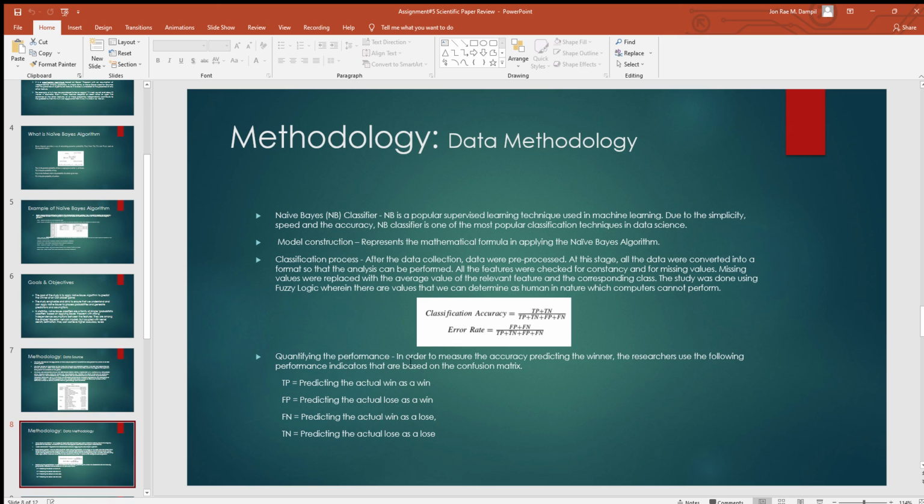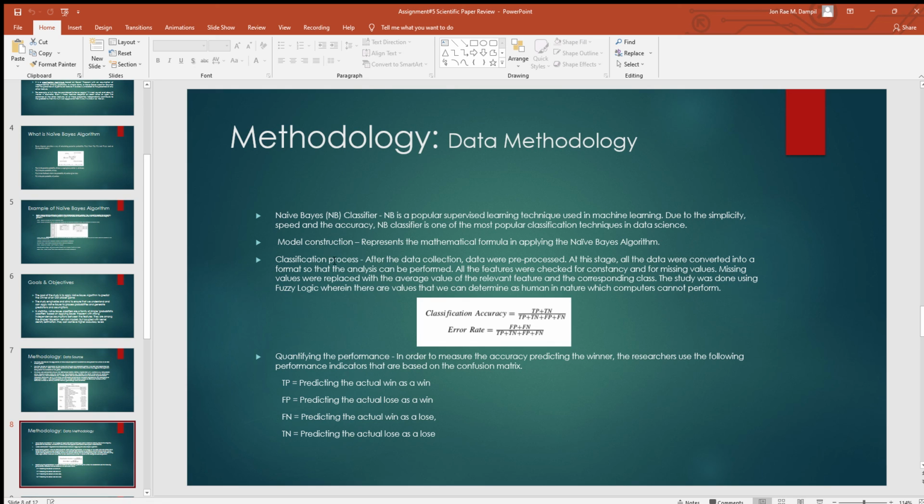Moving forward to the methodology, the Naive-Bayes classifier, they have used the NB classifier, which is a popular supervised learning technique in machine learning, due to its simplicity, speed, and accuracy. Another advantage of the NB classifier is that it can be used even when we have a small amount of data sets. For model construction, this represents the mathematical formula in applying the Naive-Bayes algorithm.